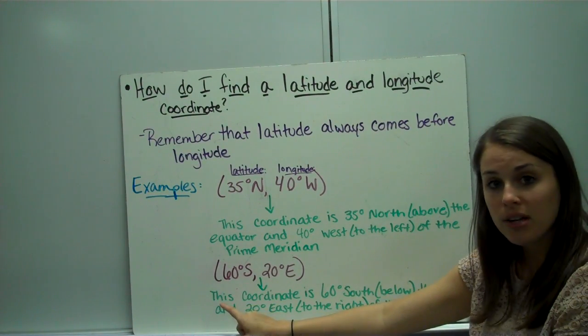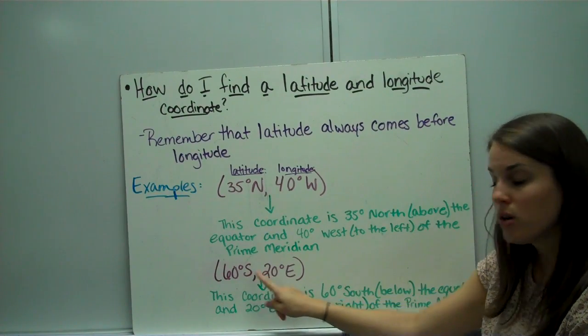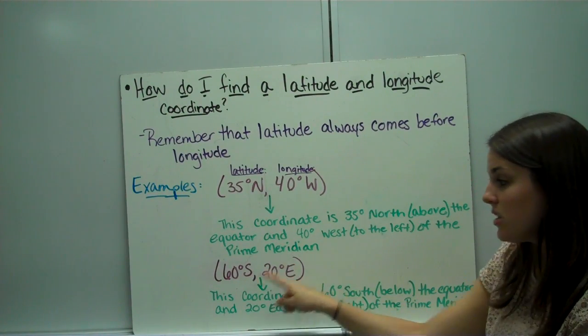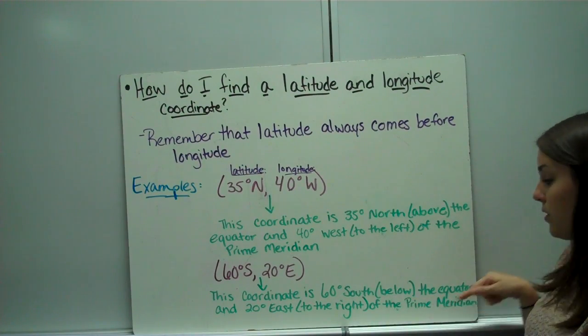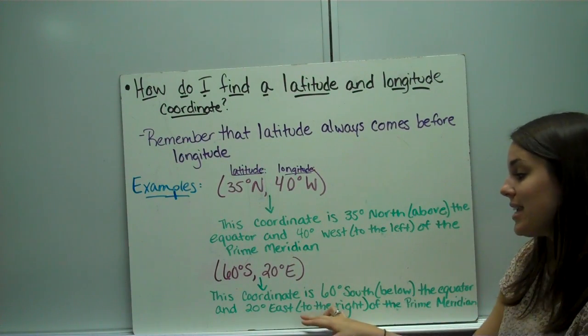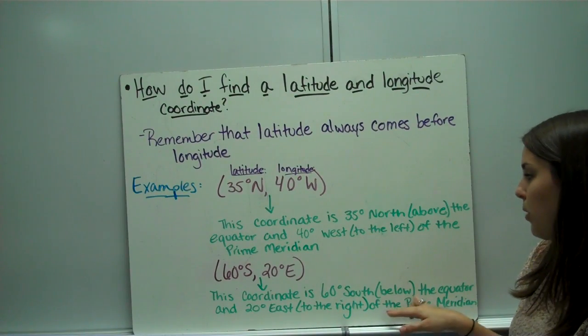So let's look at another example. 60 degrees south, 20 degrees east. This coordinate is located 60 degrees south or below the equator and 20 degrees east or to the right of the prime meridian.